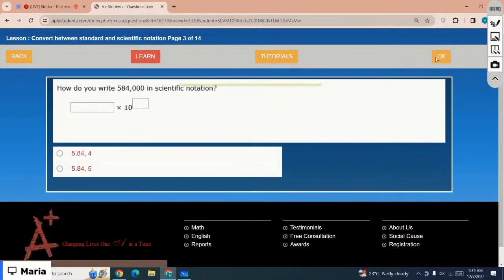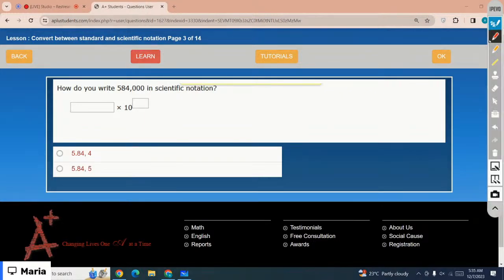Okay, the next one is, how do you write 584,000 in scientific notation, right? You need to write scientific notation. 584000. You need to move the decimal point from here to here. How many places do you have? 1, 2, 3, 4, 5. So it would be 5.84 times 10 exponent 5. Got it?